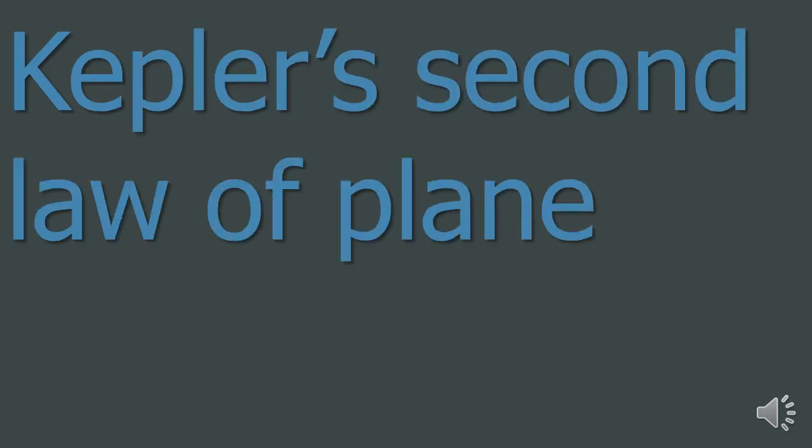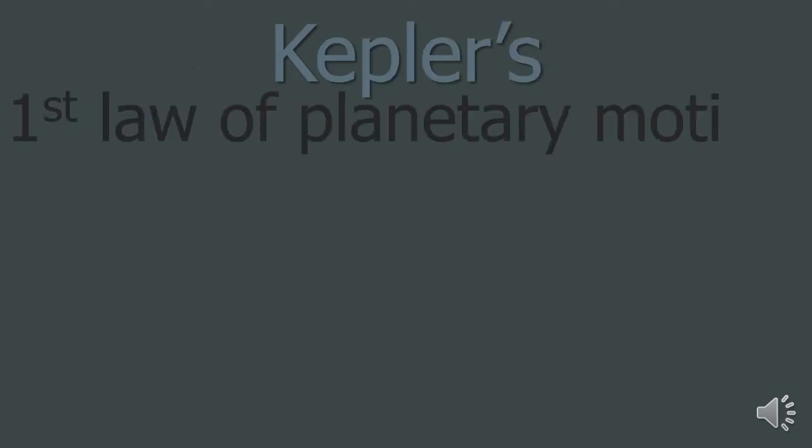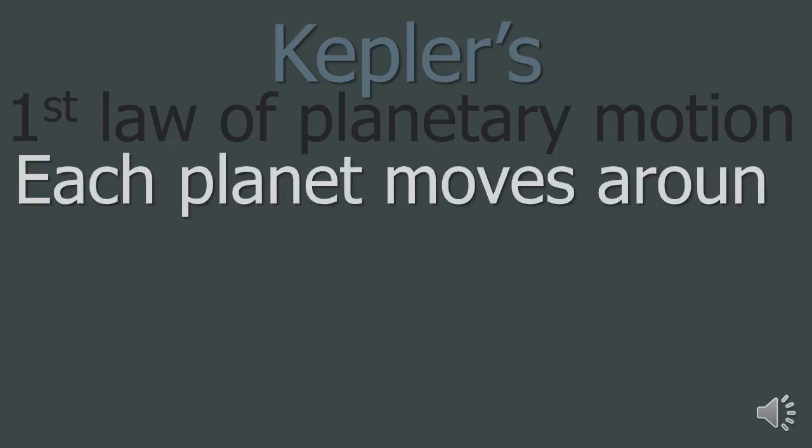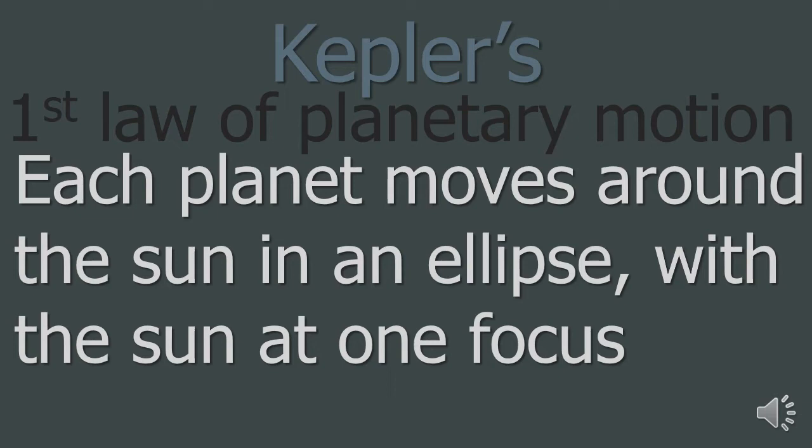2. Kepler's second law of planetary motion, but to explain it, I'll start with his first law. Kepler's first law of planetary motion you should have already heard of, as it is: each planet moves around the Sun in an ellipse, with the Sun at one focus. If you can't remember what this means, I will do a diagram.